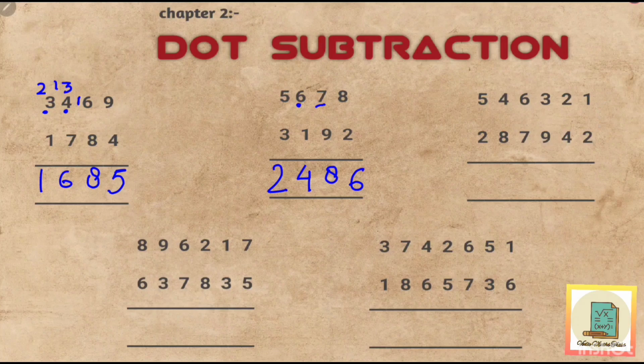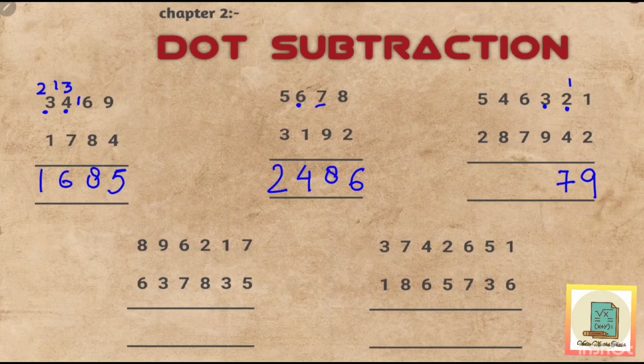Now, in the third question, 1 is smaller than 2. So, we'll put a dot under 2 and we'll assume 1 as 11. So, 11 minus 2 will give you 9 as the answer. Now, there's a dot under 2. So, it will be considered as 1. So, now 1 is smaller than 4. So, I'm writing 1 over here. So, put a dot under 3. We'll assume as 11. 11 minus 4 gives you 7.